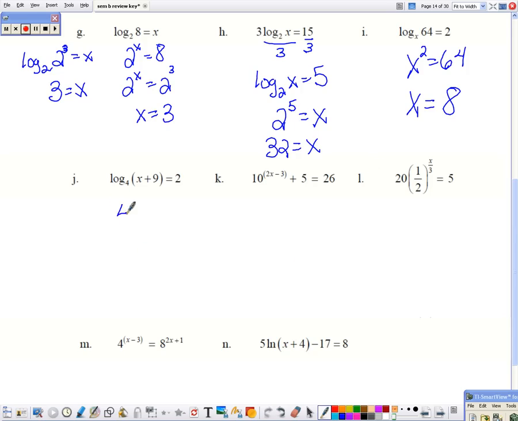For J, I'm going to change it to exponential form. 4 squared, subtract the 9 from both sides, and 16 minus 9 is 7.